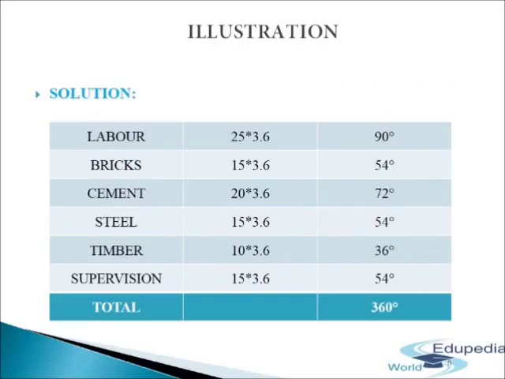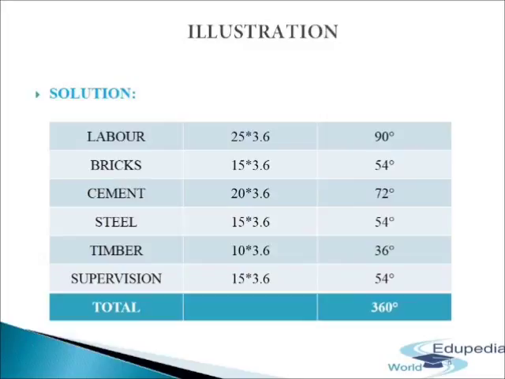From the given data, first we will make a table to calculate all the percentage into degree form. First we will start with labor, that is 25%. As we have discussed earlier that 1% equals to 3.6 degree. So labor will be 25 multiplied by 3.6, so 90 degree. Bricks is 15%, so 15 into 3.6 which comes 54 degree. Cement is 20%, so 20 multiplied by 3.6 which comes 72 degree. Likewise, we will calculate steel, timber, supervision. And when you add all the degrees, you can see the total will come 360 degree.